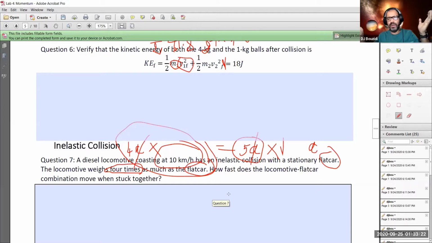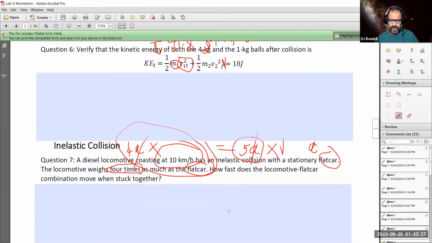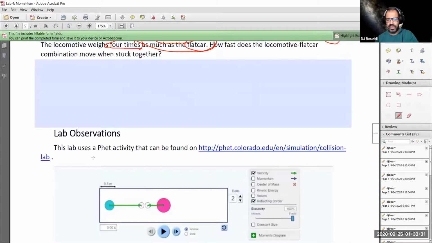So initially, for sure, you had a big kinetic energy. At the end, you have nothing. So I didn't bother with that part in here. Hopefully you guys have an understanding of how this works. Let's get started with the lab.